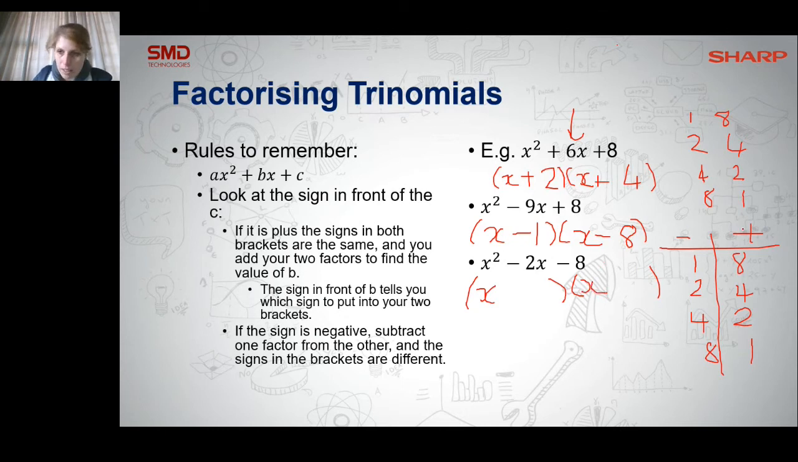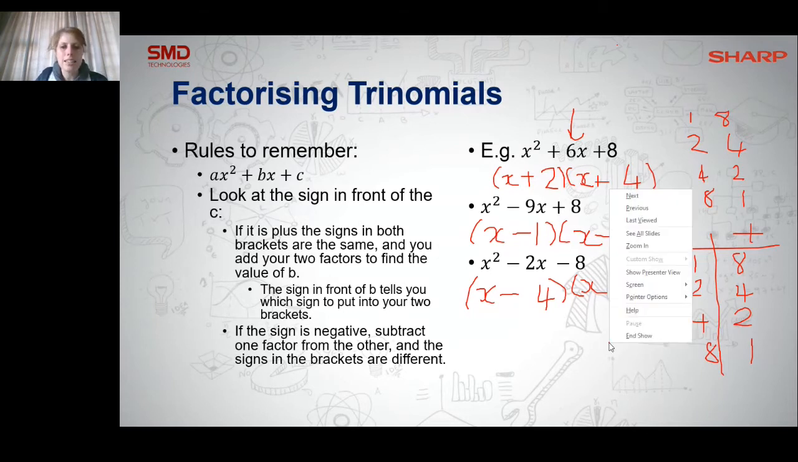Right, so I have minus 1 plus 8 gives me plus 7, not what I'm looking for. Minus 2 plus 4 gives me plus 2, not what I'm looking for. Minus 4 plus 2 gives me minus 2. That is what I'm looking for. So I can say minus 4 and plus 2, and I'm done. Okay. So yes, these examples were easier.